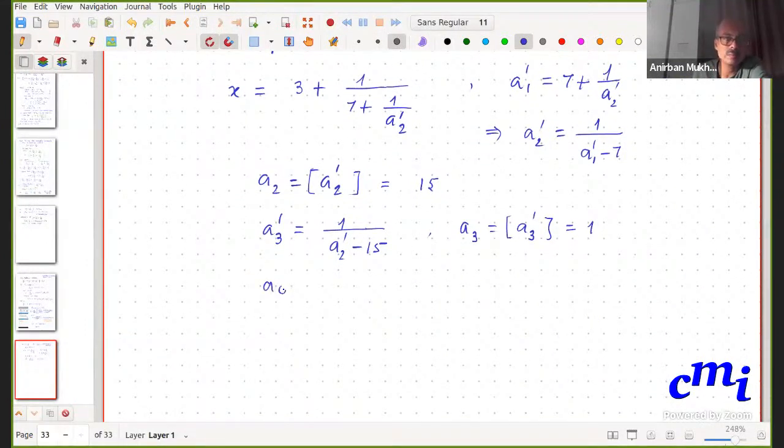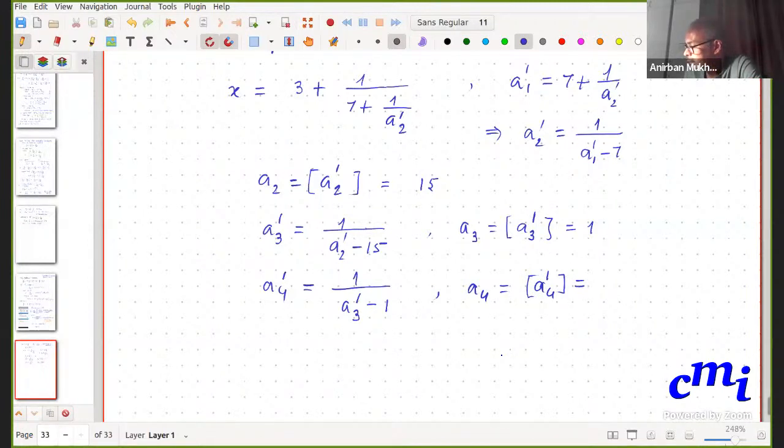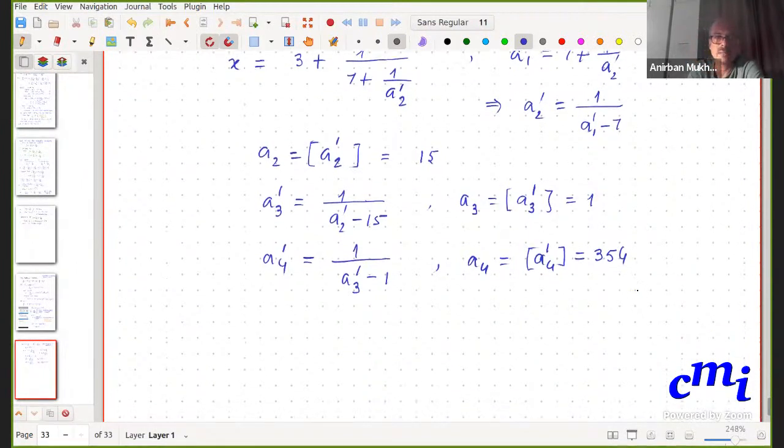And 2 more, let's do 2 more. So a4 dash is 1 by a3 dash minus a3, and a4 is going to be, yeah, that's very interesting actually, 354. 354, such a large one, certainly.